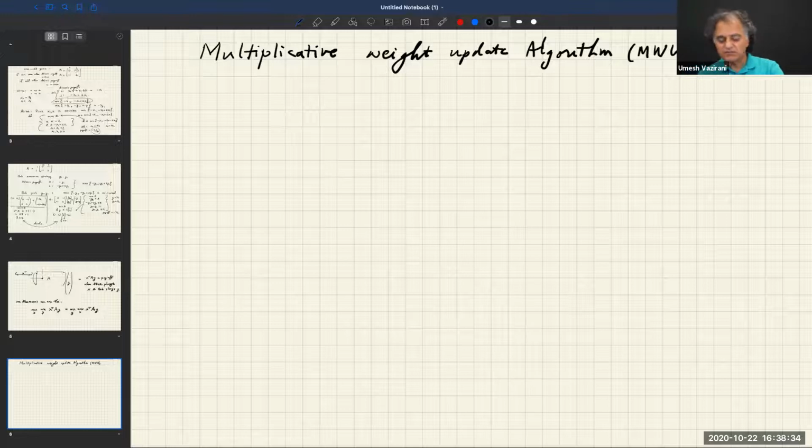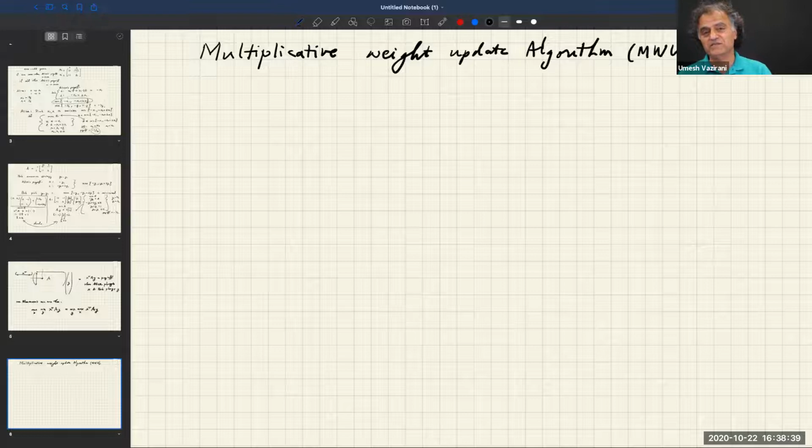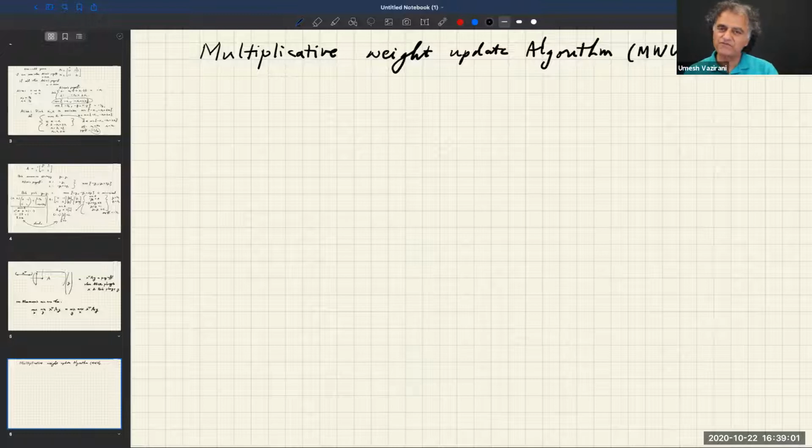So this is a very simple, beautiful algorithm. It's been rediscovered many times by many different communities. It was discovered by economists, by people working on algorithms, by people working in computational learning theory. It's been applied widely in machine learning. It's a very beautiful, very general purpose trick. Okay, so what does this look like?